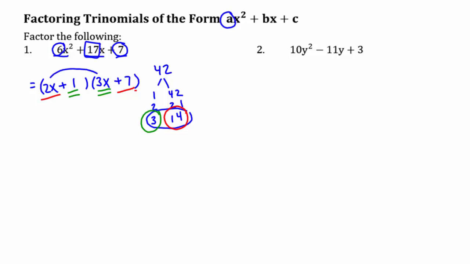So here we're going to check our work. 2x times 3x is 6x squared. 2x times 7 is 14x. And 1 times 3x is 3x. 14x plus 3x is 17x. And then 1 times 7 is 7. So we know this is our answer. This is how we can factor this trinomial.